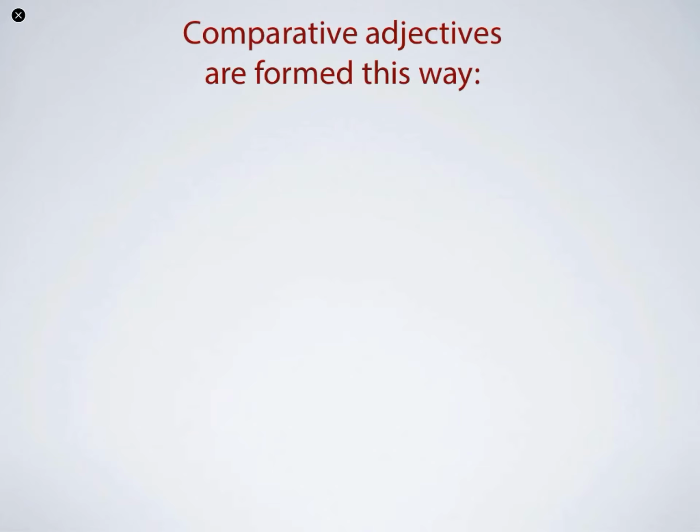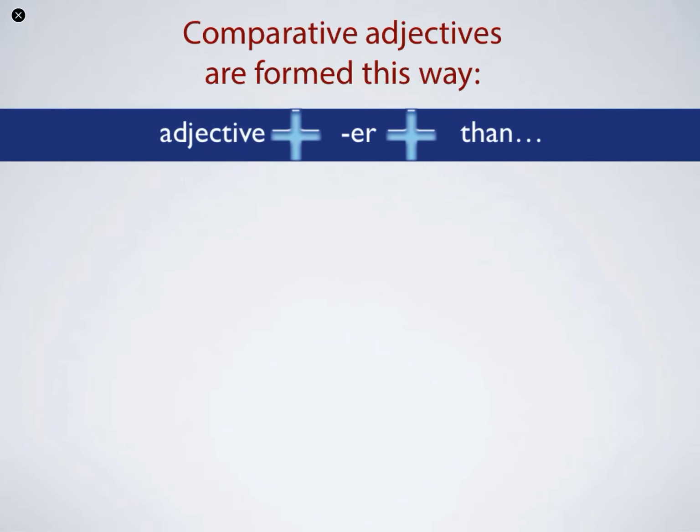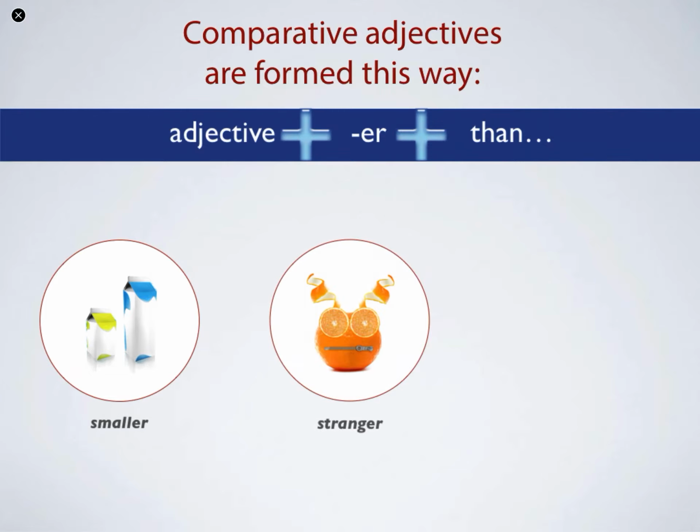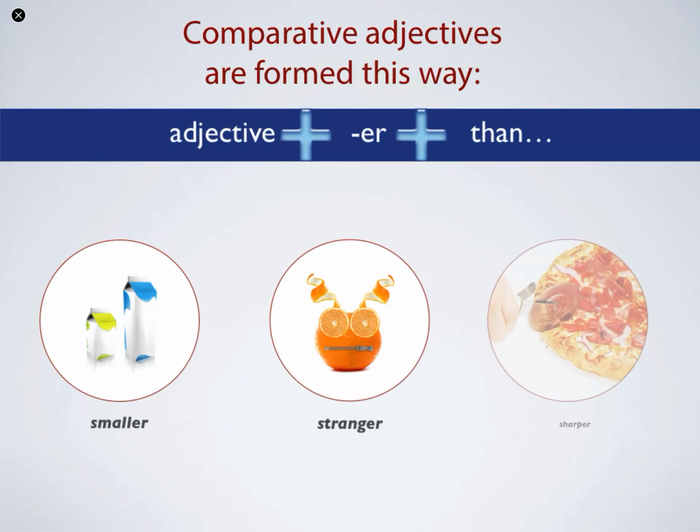Now, let's take a look at how they are formed. What letters do we use to make them? To make a comparative adjective, we take an adjective plus the letters ER plus the word than. For example, small becomes smaller. Strange becomes stranger. And sharp becomes sharper.